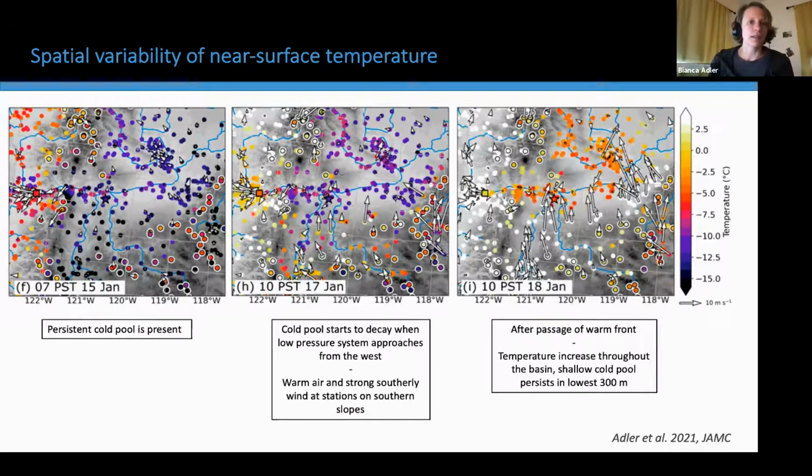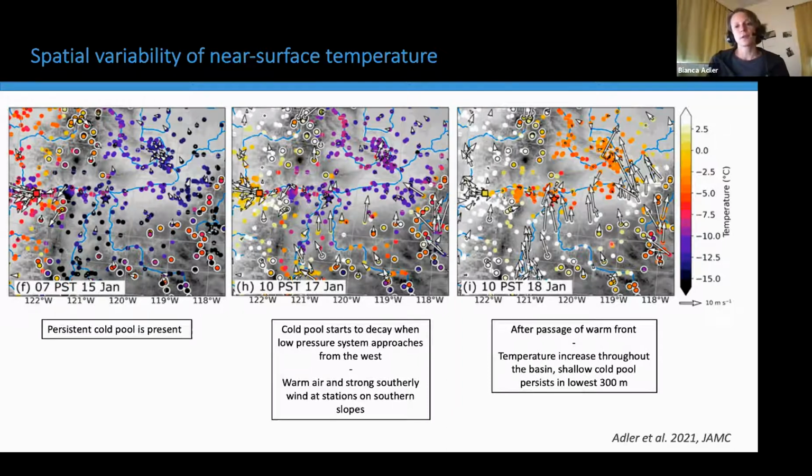Then 24 hours later, after a warm front has passed the area, the temperature at all stations in the area has warmed. But we still see that there was a shallow cold pool present at the lowest stations in the Columbia River Basin. So stations below around 300 meters still had experienced a shallow cold pool.